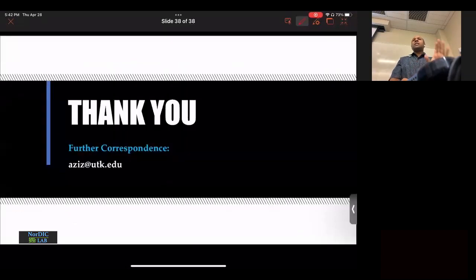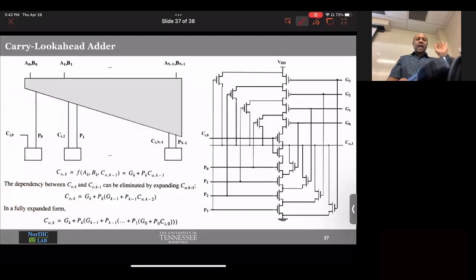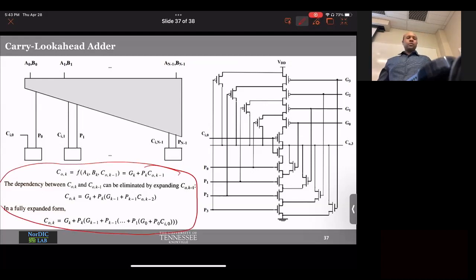This is the really last slide for this lecture. And this is one of the most important topologies that I would like to discuss in this course. Carry look-ahead adder. The name will probably not make a lot of sense, and these are taken from a textbook. And like I said, they're really good at making things look complicated. So don't worry about it. Let's work on it together. You guys ready for it?